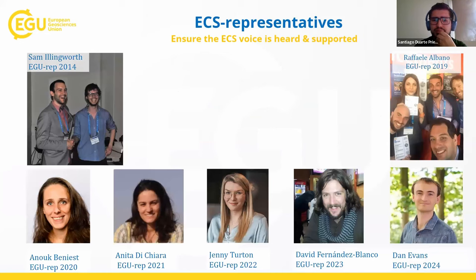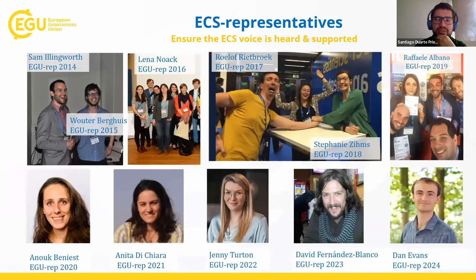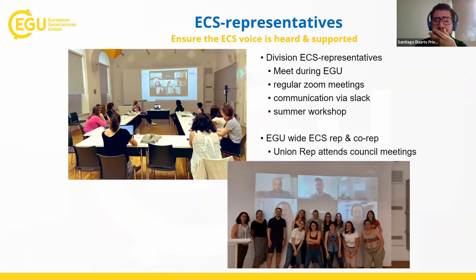And talking about the ECS representatives, they are the voice that represents all the early career scientists from each of the divisions. In general, there are always two representatives from each division. And these are some examples of people who have been involved in the past as EGU early career scientist representatives. From the early career scientist representatives, one is selected to represent them and participate in the main executive board of the EGU. And as I mentioned, they ensure that your voice as an early career scientist is supported. So if you have any questions, or want support from your area, for example, I'm from hydrological sciences, so I contact Christine if I have any question about how I can be more involved as an early career scientist.